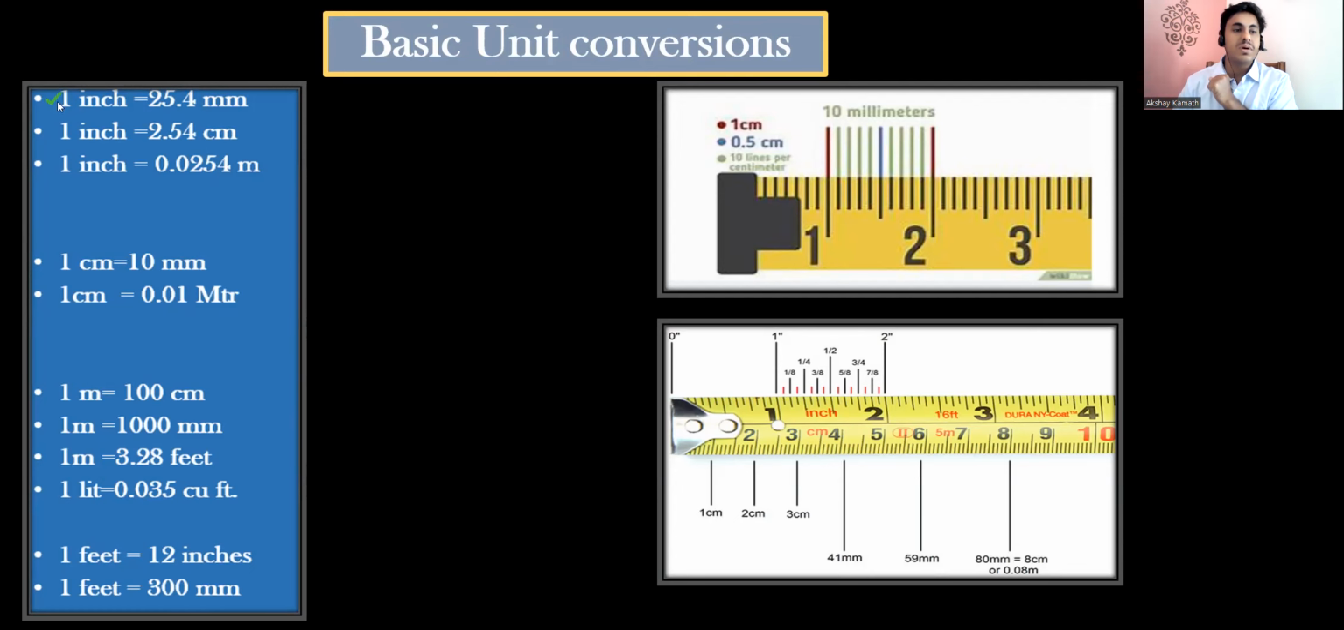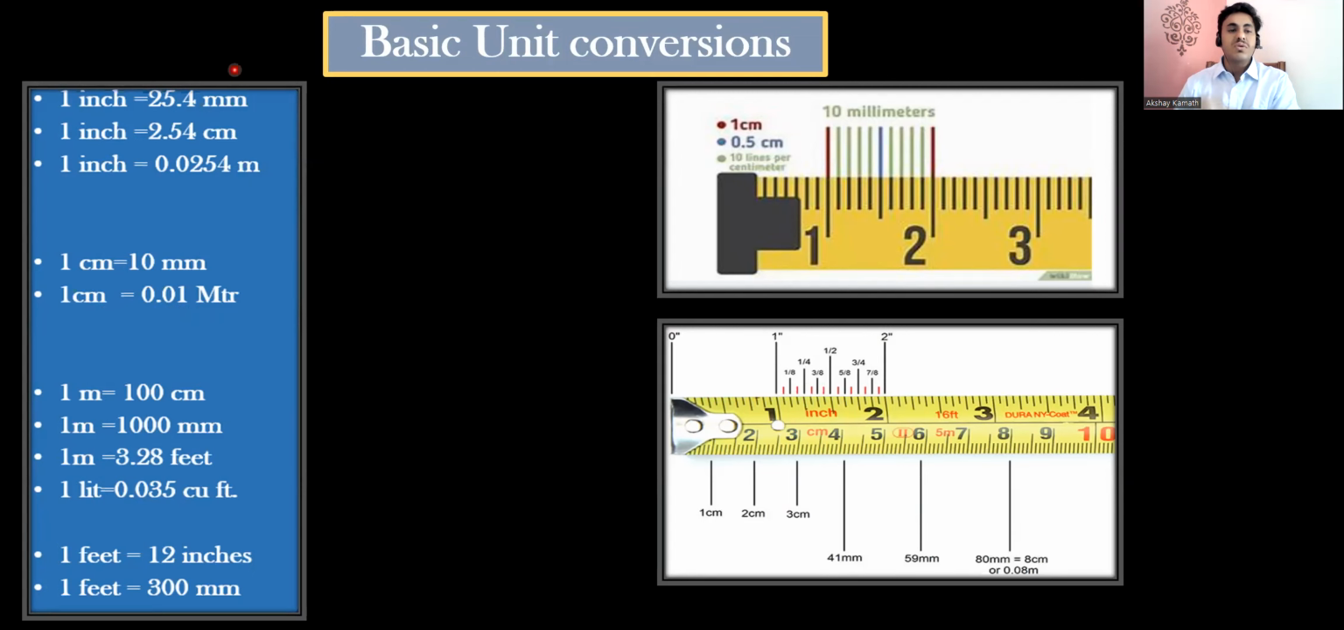So I want you to remember 1 inch is equal to 25.4 mm. Then also you can remember 1 inch is equal to 2.54 centimeter. This is not required. Then remember 1 meter is equal to 1000 mm. 1 meter is equal to 3.28 feet. And of course, I want you to remember this: 1 foot is 12 inches and 1 foot is 300 mm. So this much you remember, the rest is not required. 1 centimeter is equal to 0.01 meter is also not required. 1 centimeter is equal to 10 mm is also not required. These things you have to remember.